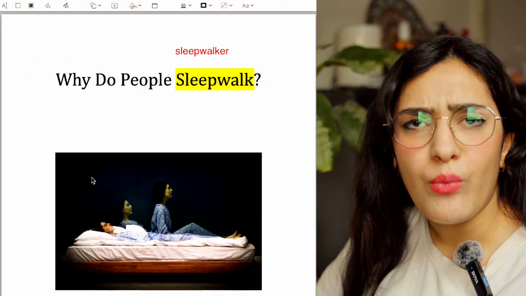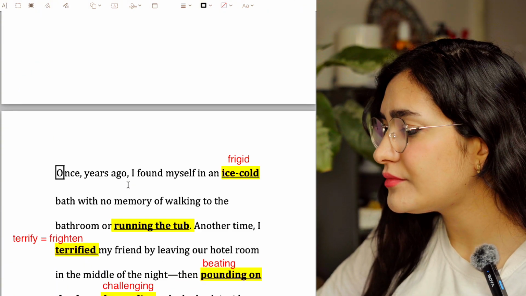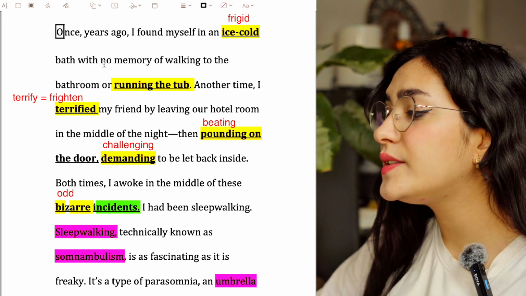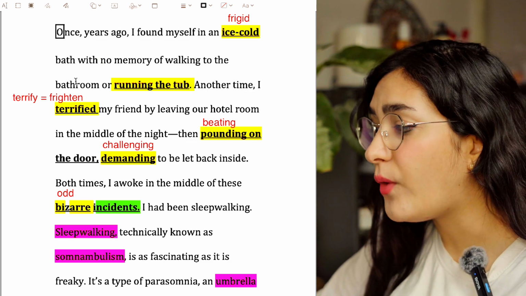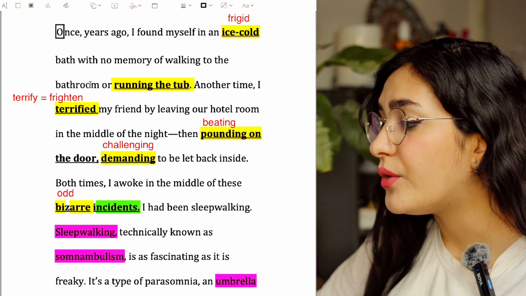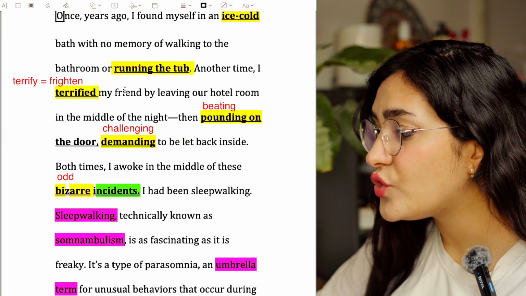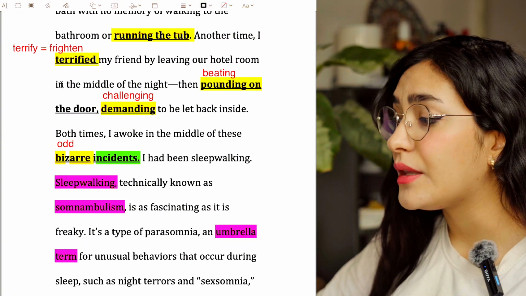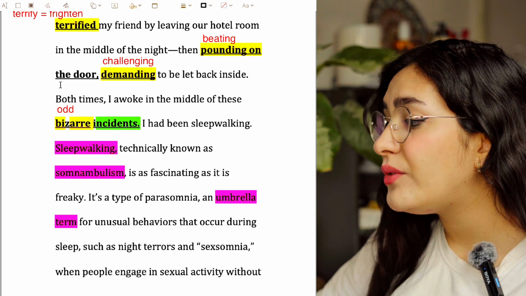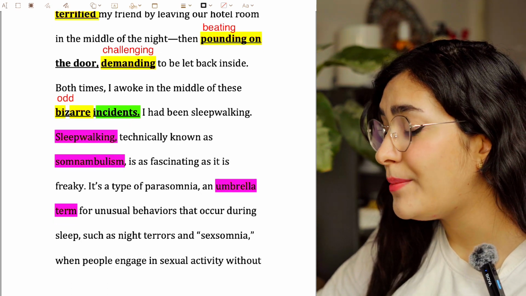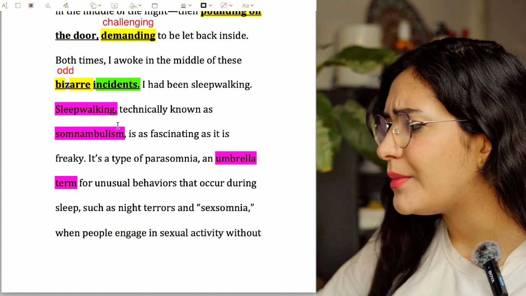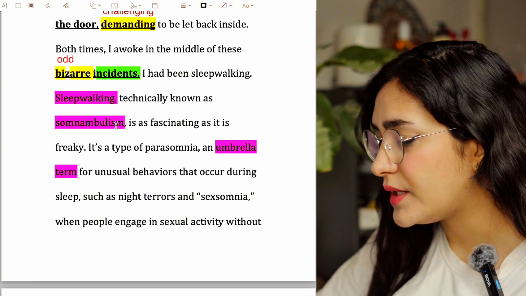Why do people sleepwalk? Once years ago, I found myself in an ice-cold bath with no memory of walking to the bathroom or running the tub. Another time, I terrified my friend by leaving our hotel room in the middle of the night, then pounding on the door demanding to be let back inside. Both times, I awoke in the middle of these bizarre incidents.